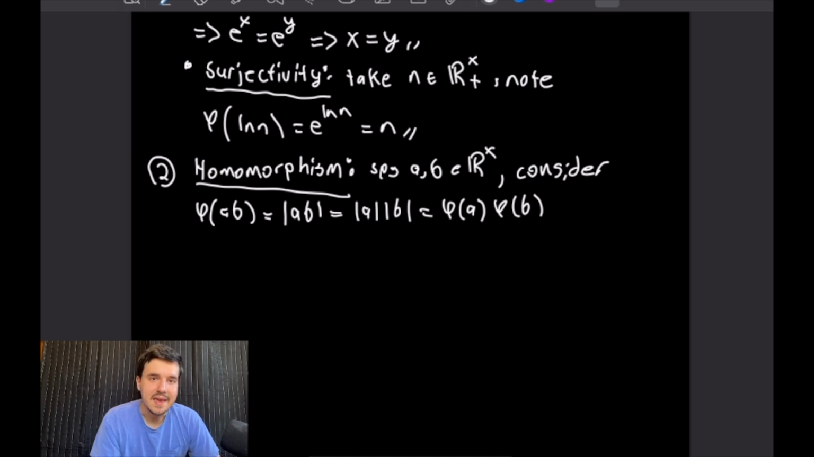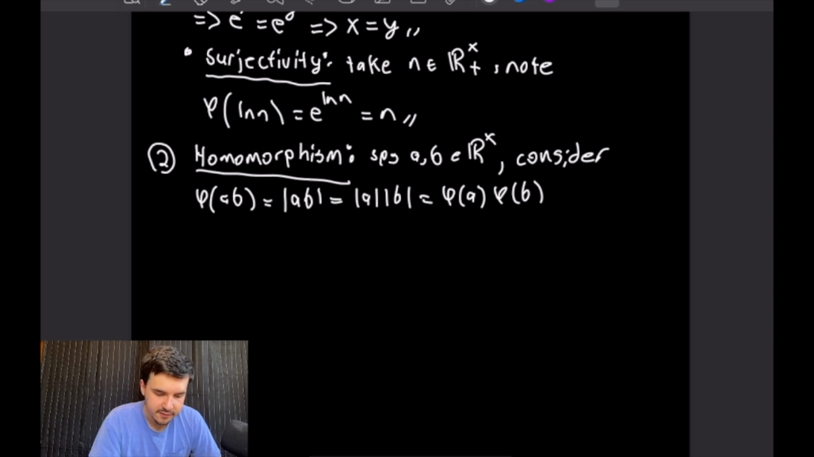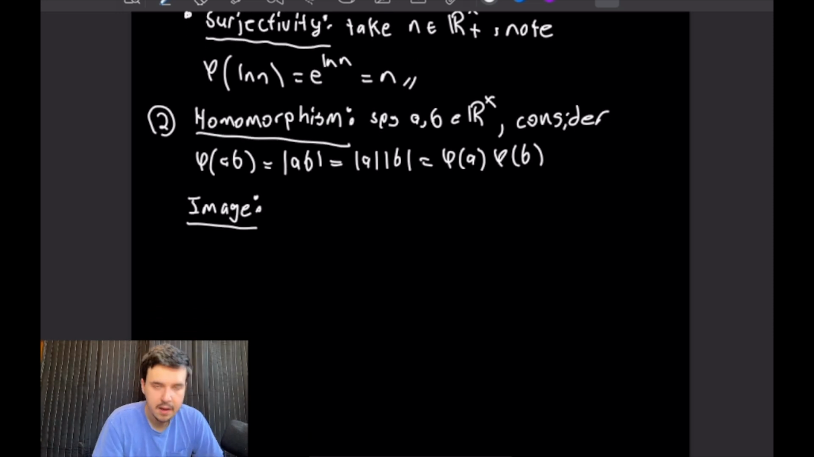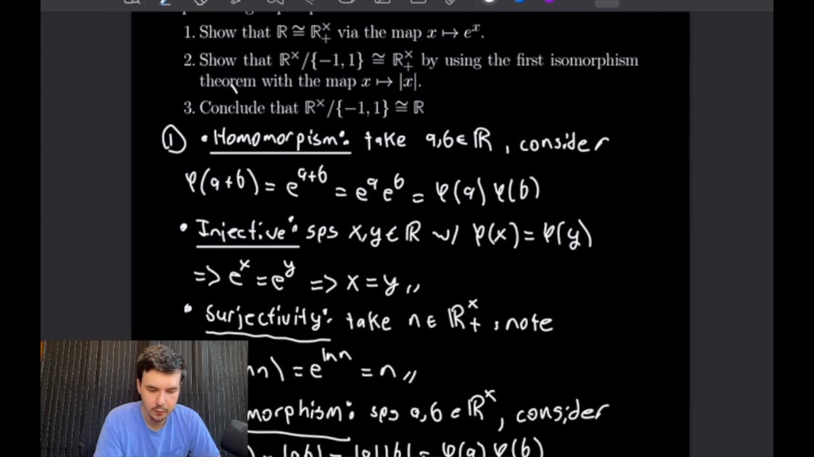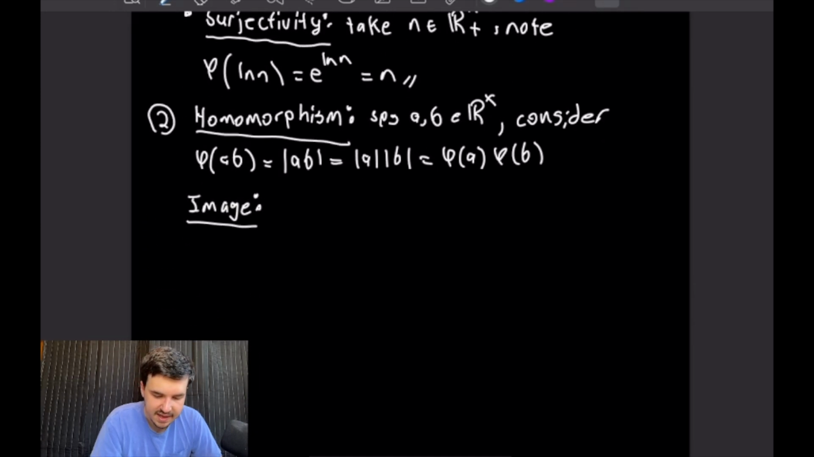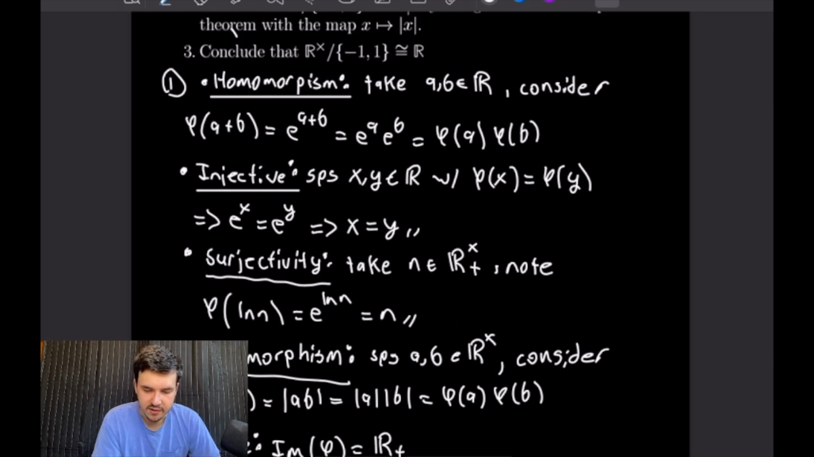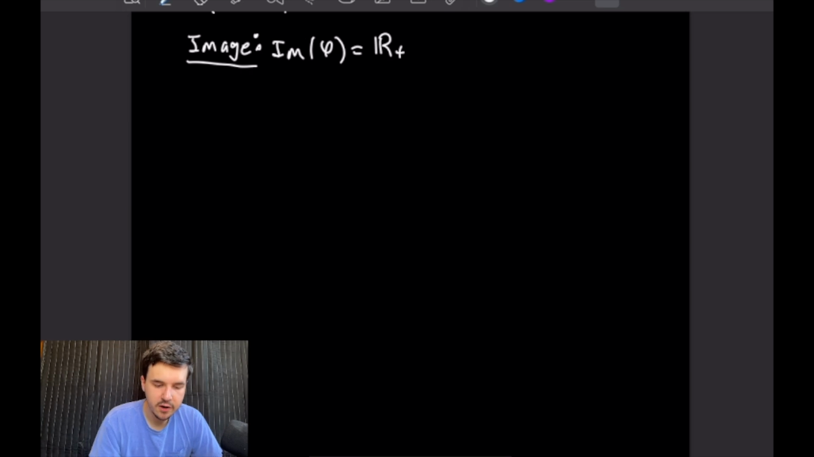So now we want to look at the image as well as the kernel to apply the first isomorphism theorem. First, let's look at the image here. It's pretty obvious what the image is, given that we are working with the absolute value. The image of our function phi is simply going to be equal to the positive real numbers, or R plus. But that's exactly what we wanted to show for the image. So we are done there.